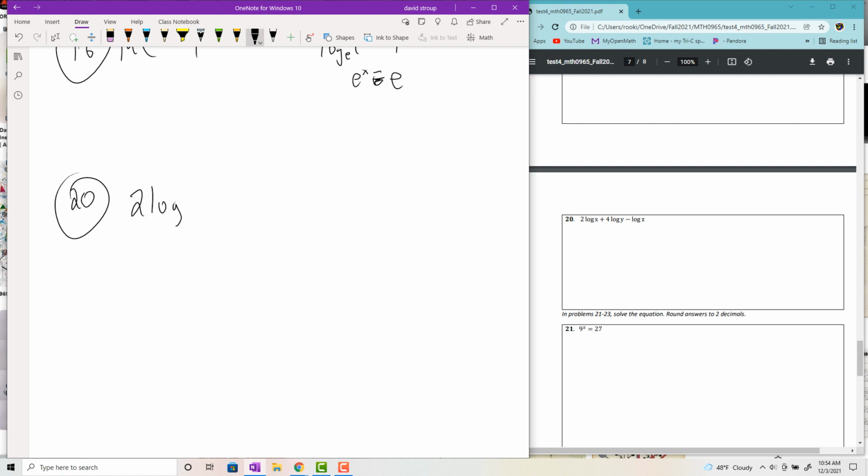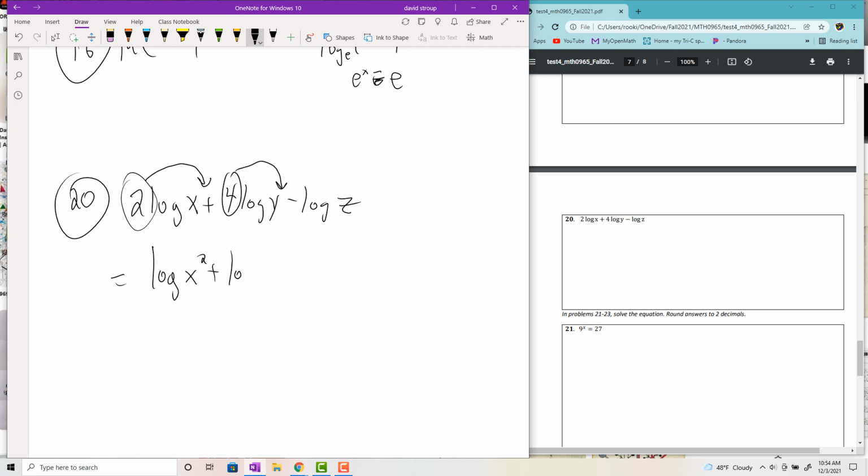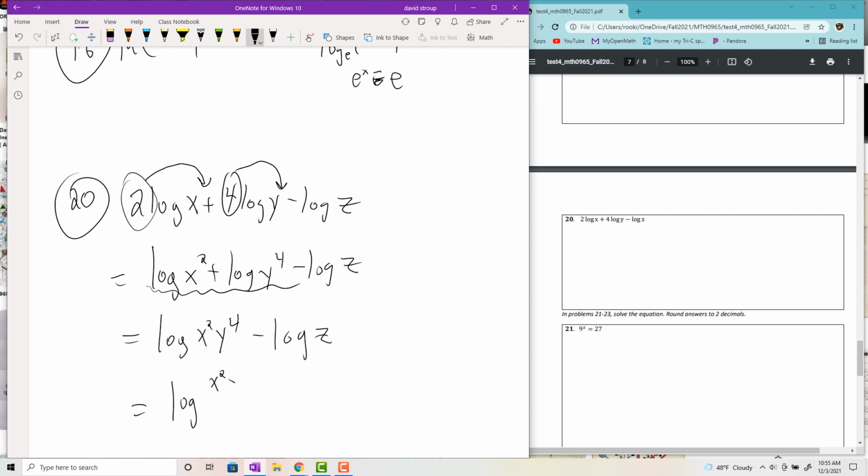Here I'm condensing. I have 2 log x plus 4 log y minus log z. So first you do power rules on these two. So you have log x squared plus log y to the 4th minus log z. Then use the product rule on these, so you get log of x squared times y to the 4th minus log z. And then it's a quotient rule, so log of x squared y to the fourth, that whole thing, divided by z. Okay, and that would be your final answer.